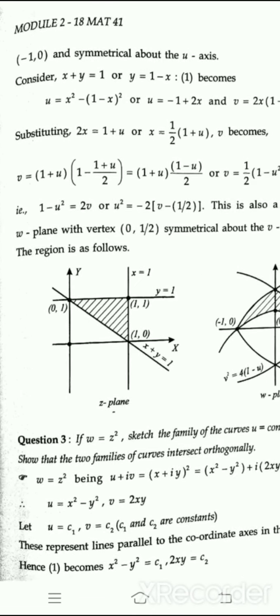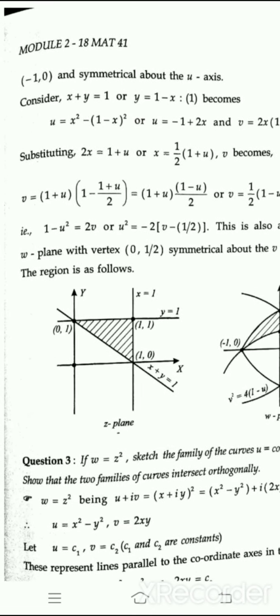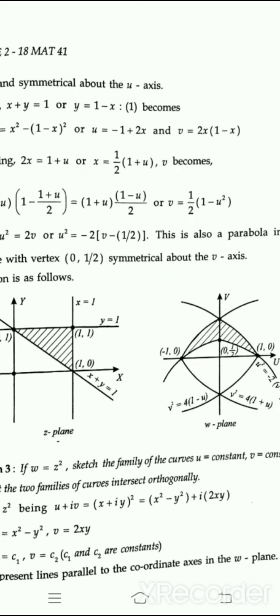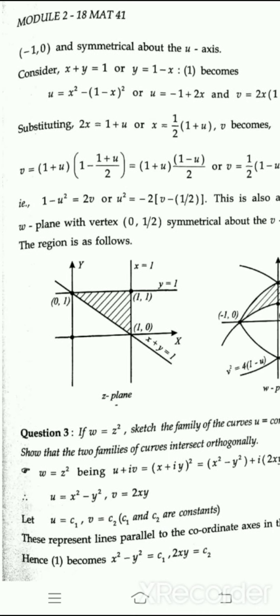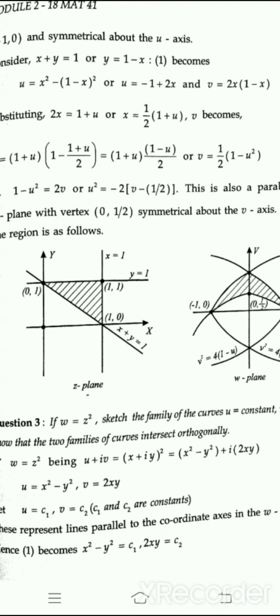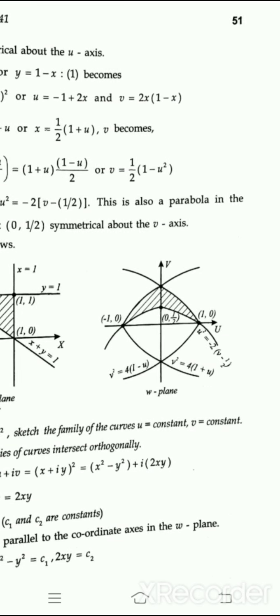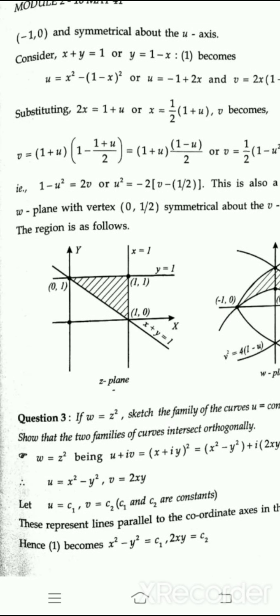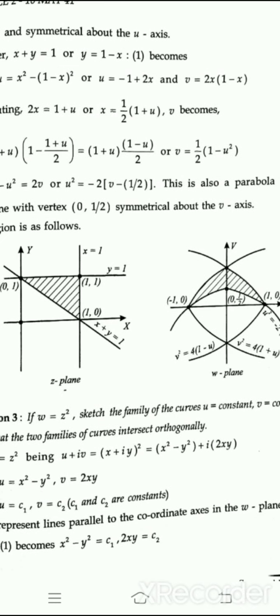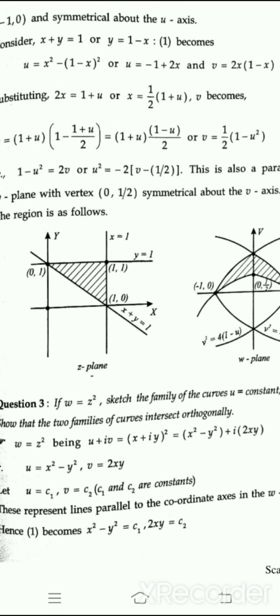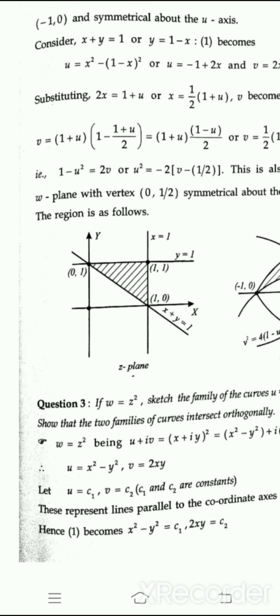Consider x + y = 1 or y = 1 - x. So equation 1 becomes u = x square - (1 - x) whole square. So 1 - u square = 2v, or u square = -2(v - 1/2). This is also a parabola in the w plane with vertex (0, 1/2), symmetrical about the v axis. The region is as follows. Here also draw the z plane and w plane. These are very simple types of problems, and you have to solve similar problems.